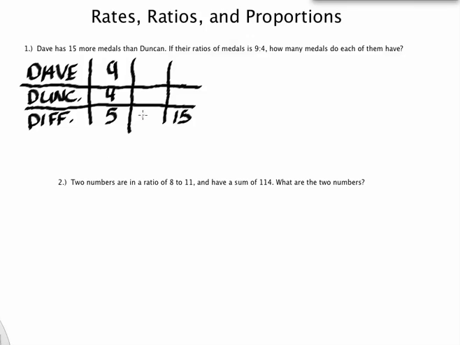So I'm going to put 3 in this column here. I'm going to also put a 3 in this column here. And I'm going to put a 3 in this column here. And I will multiply straight across. 9 times 3 is 27. And 4 times 3 is 12.